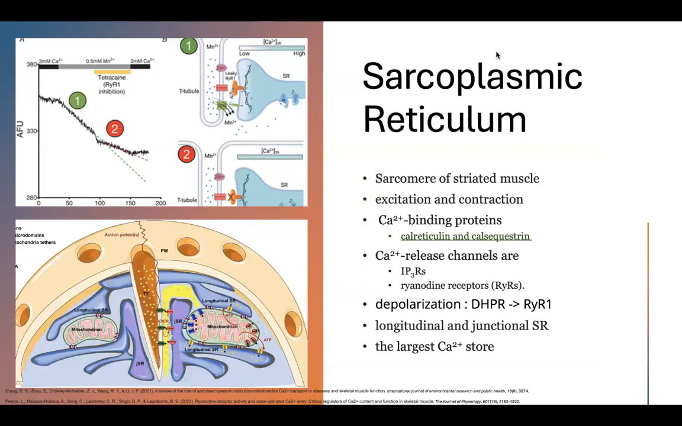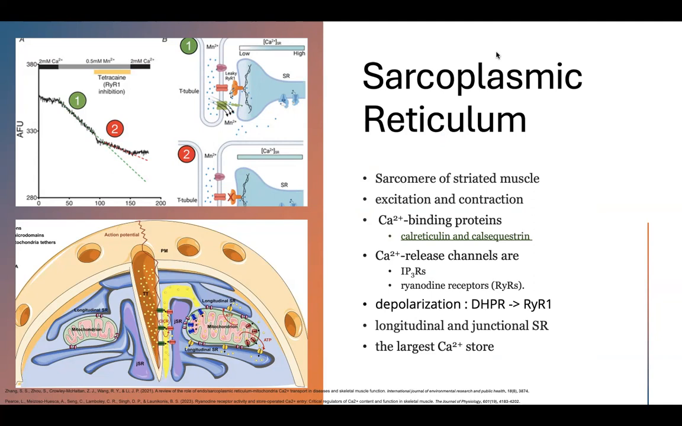Junctional sarcoplasmic reticulum is in close opposition to transverse tubules, which is essential for excitation and contraction. After an action potential, calcium is released at the interface between transverse tubules and junctional sarcoplasmic reticulum and increases calcium concentration inside the cell, which causes the contraction of muscle. Sarcoplasmic reticulum serves as the largest calcium store.